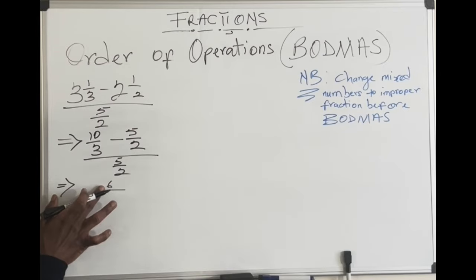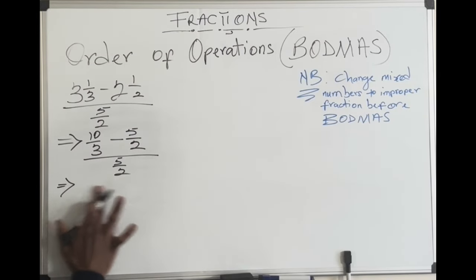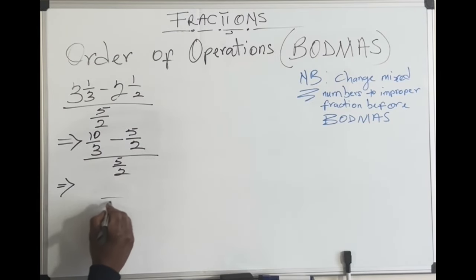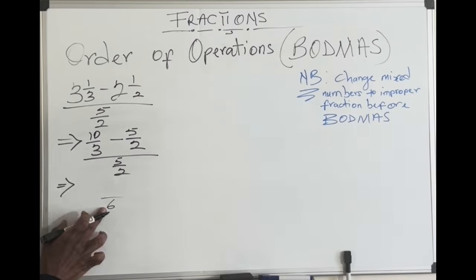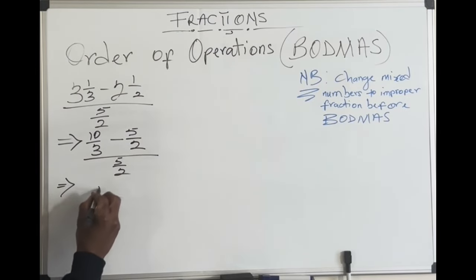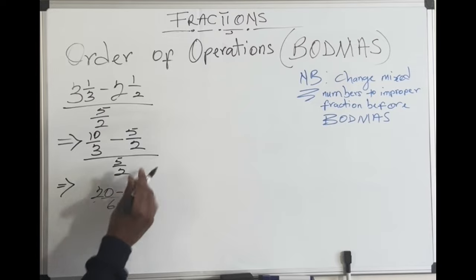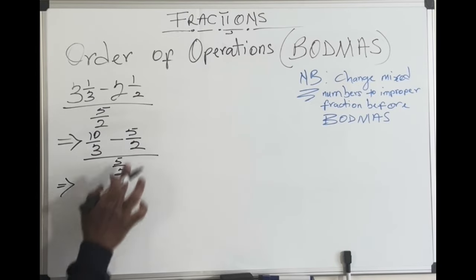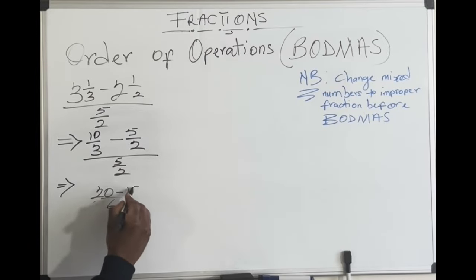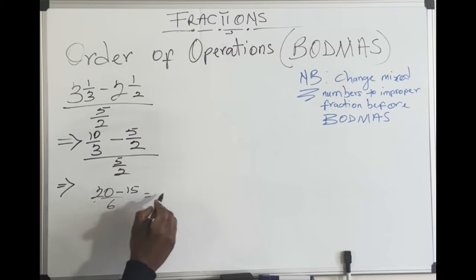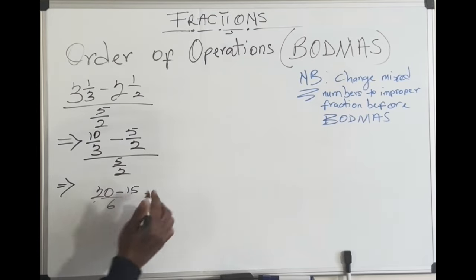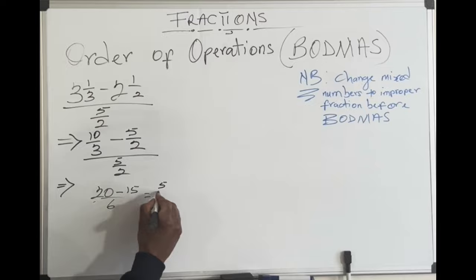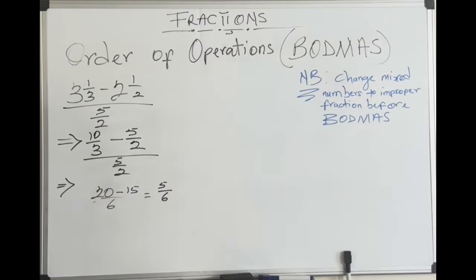LCM is 6. 3 goes into 6, 2. 2 times 10 is 20. Minus 2 goes into 6, 3. 3 times 5 is 15. So we have 15 from 20, we get 5 over 6. We have 5 over 6.